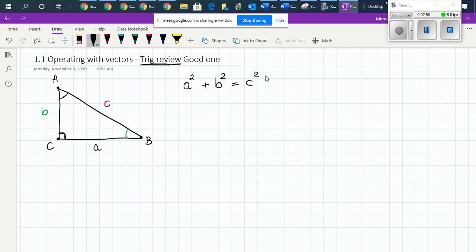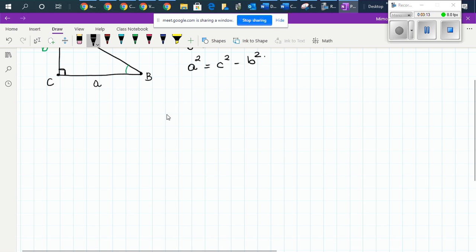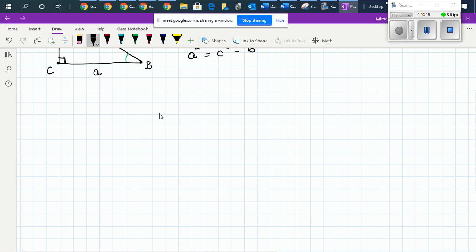We all know how to solve this. I'm not staying on this for a long time because, as a variation of Pythagorean, what we will have is b squared is equal to c squared minus a squared, or a squared is equal to c squared minus b squared. What we will focus on today is using those that are known as the trig ratios.